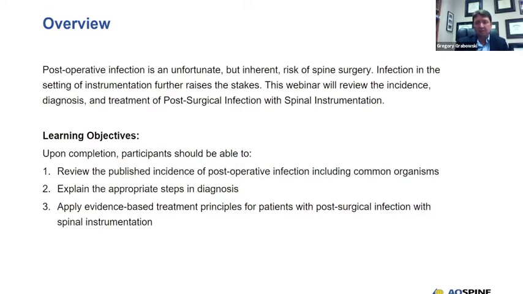In terms of our learning objectives tonight, upon completion, participants should be able to review the published incidence of postoperative infection, including common organisms, explain the appropriate steps in diagnosis, and apply evidence-based treatment principles for patients with post-surgical infection with spinal instrumentation.